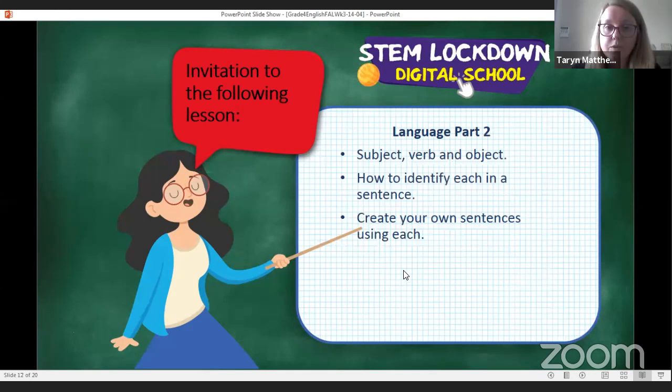So please, guys, tomorrow, join me for our second part of language. We're going to look at subject, verb, and object. So I hope you have heard of that before. You're going to see how to identify each of them, and then you can use them in a sentence. All right. So that's our lesson for tomorrow, and I hope to see you all there.